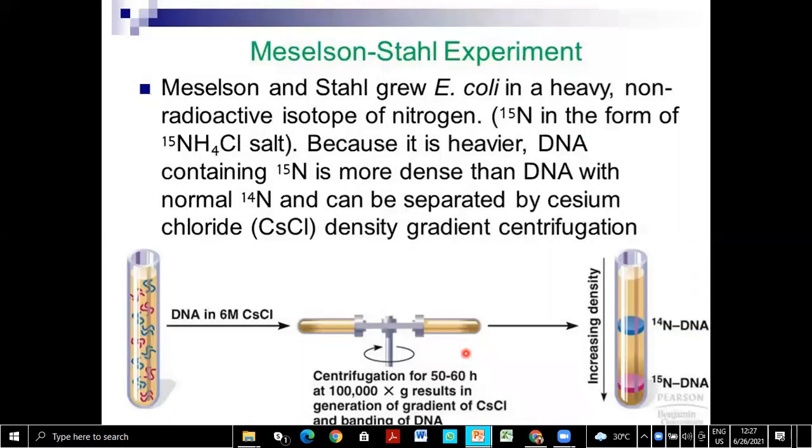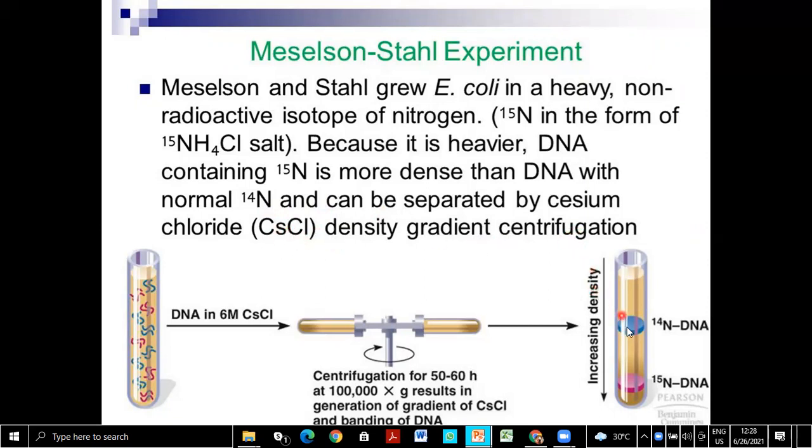Let us move to the experiment. So this is the centrifugation done after the experiment. You can see this red one. See, this is the experiment. Because N15 is heavier, DNA containing N15 is denser than DNA with the normal isotope of nitrogen, so it can be separated by cesium chloride density gradient centrifugation.